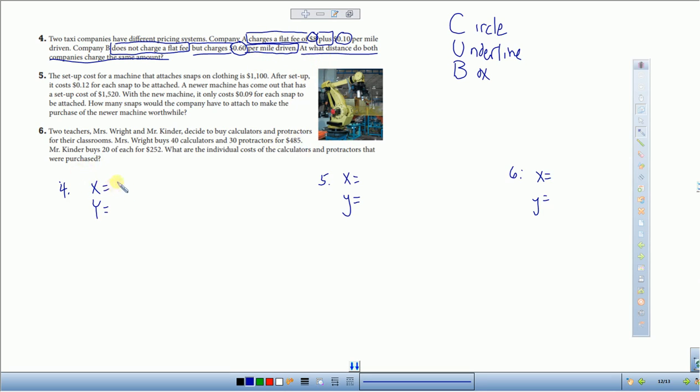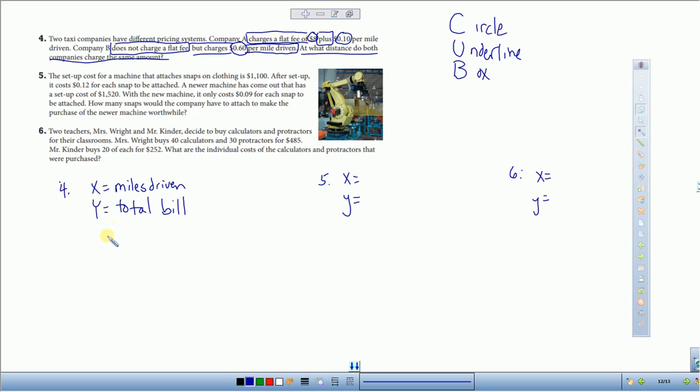So for me, this x is going to be the miles driven. The miles driven is going to change. So the number of miles driven is going to tell me what the charge is, or the total cost, the total bill on this taxi. And if I have this, then I'm going to go by the sentences. This first sentence, I didn't box or circle anything, so I don't think that's going to tell me an equation. I'm going to go to the second sentence.